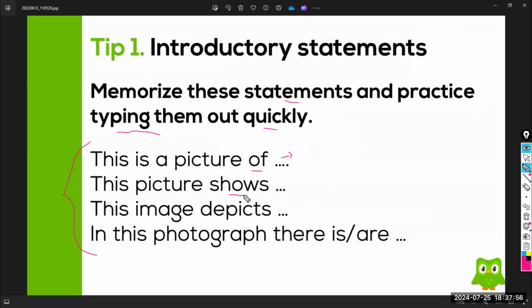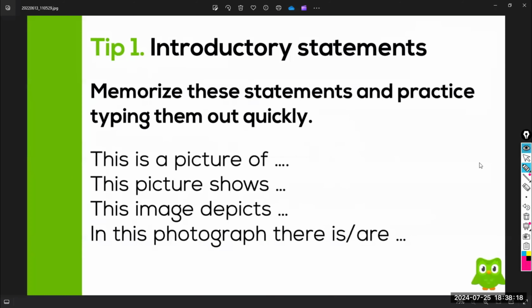This picture shows, or maybe this picture expresses, or this image depicts. Or maybe you want to say or write, in this photograph or image, there is or there are, and now you can start describing the image. Don't forget that there is for singular nouns, and there are for plural.